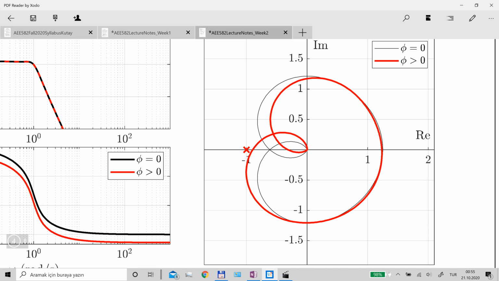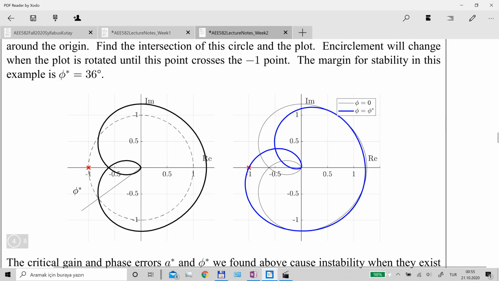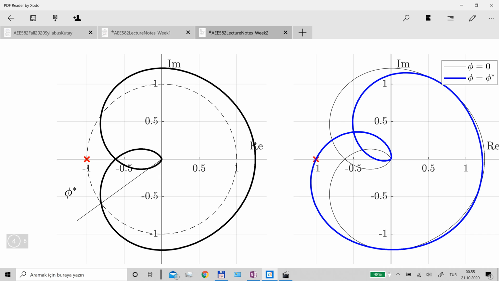So now the question is, how do we decide what that critical angle is? It is quite easy to see that angle. Let's come back to the original plot here. Now we added a unit circle centered at the origin, shown with this dashed line. You find the point where the Nyquist plot crosses that unit circle, which is this point here. The encirclement will change when rotated by that amount. And this angle, as you see here, is the critical value for phase before the system becomes unstable.